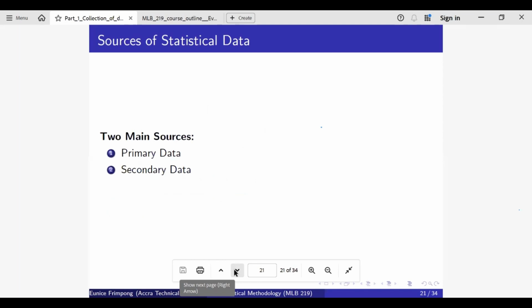So now let's look at the sources of statistical data. We have spoken a lot about data, collecting data, and all of that. Where do we get the data from? Okay, what are our sources? So there are two main sources. We have primary data, and then we have secondary data. Let's try to understand what they are. So take notes. Two main sources of statistical data. One, primary data. Two, secondary data.